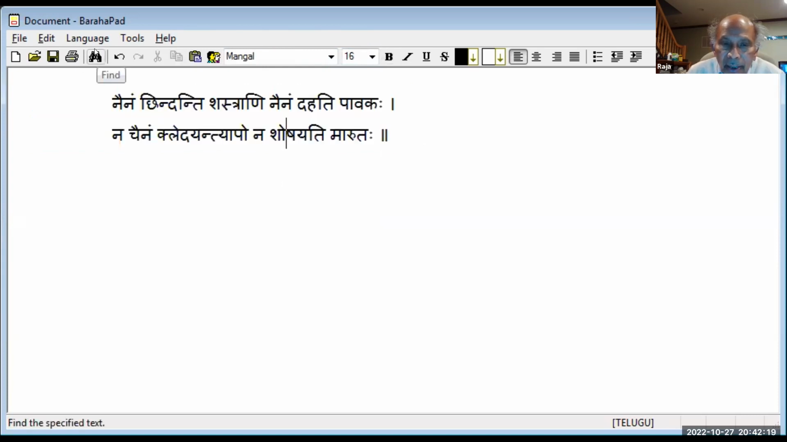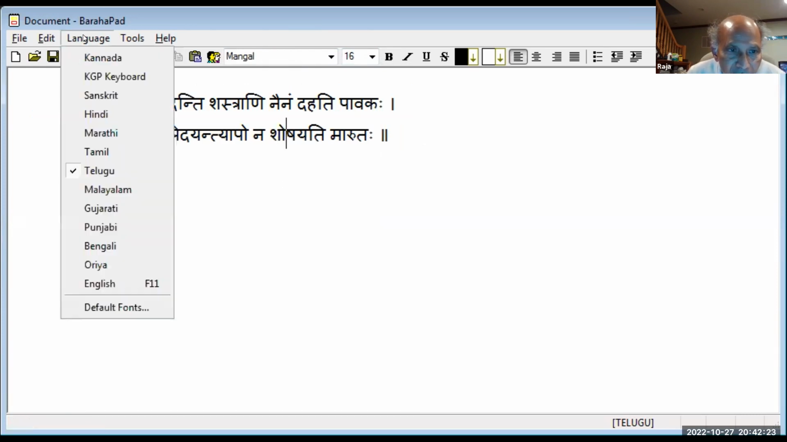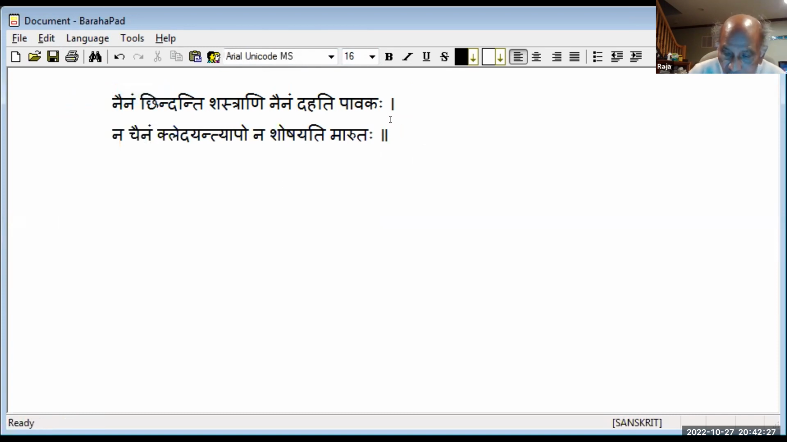Pad. It's an editor. So I will go to the language and select Sanskrit here, first one language. Now it said the Dehino'smin yatha Dehe Kaumaram Yauvanam Jara.